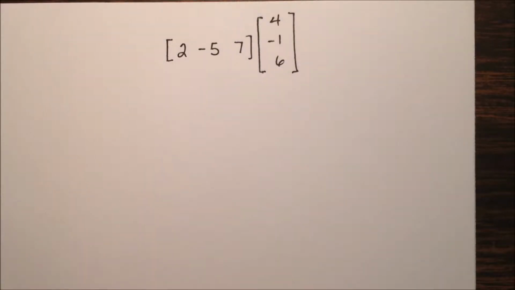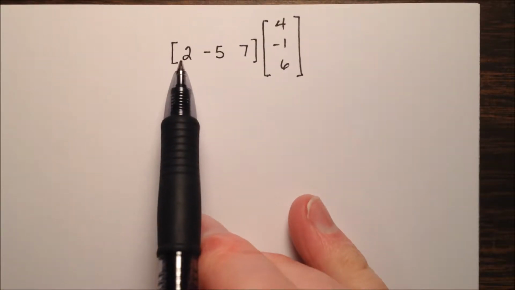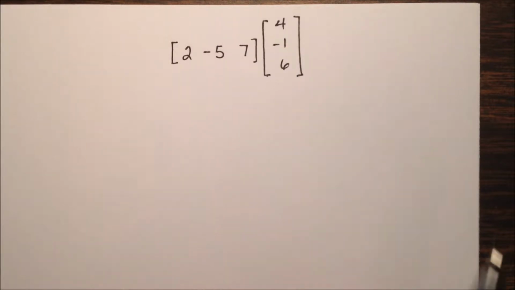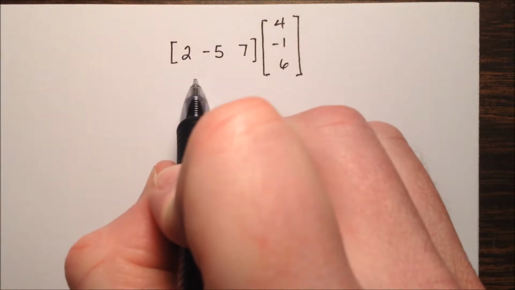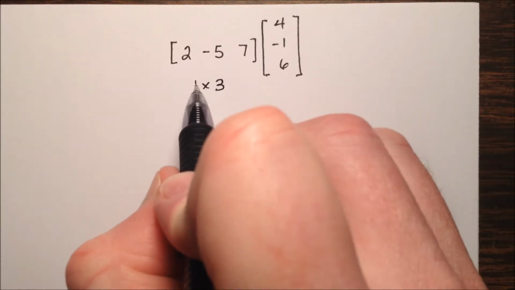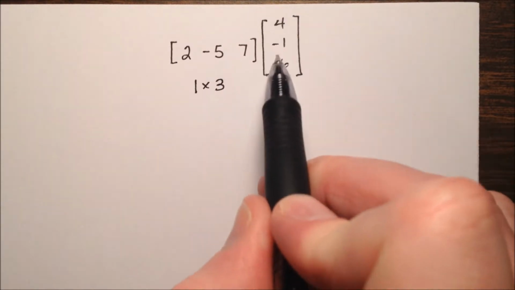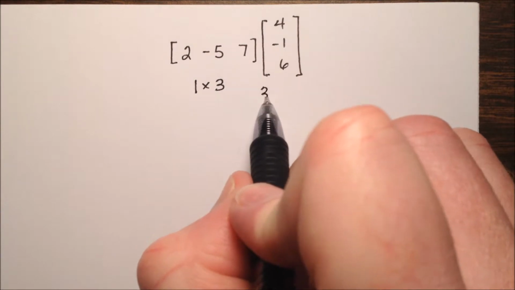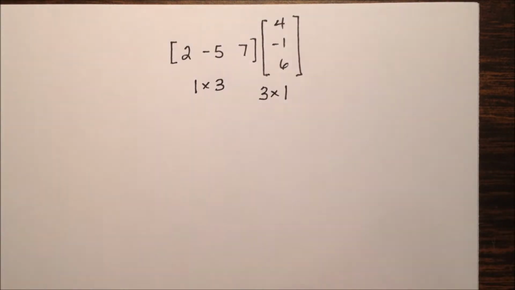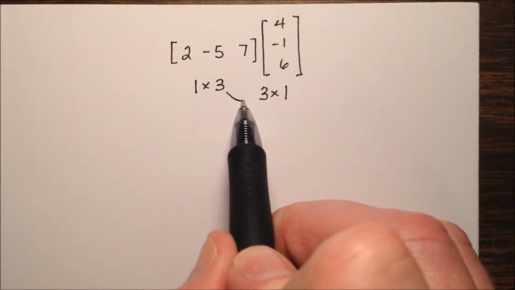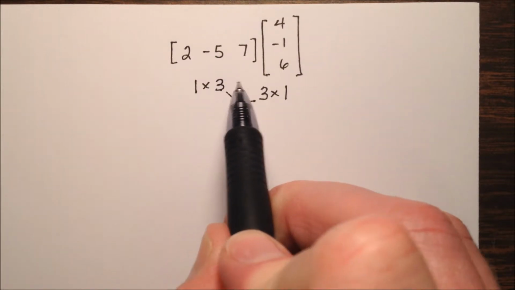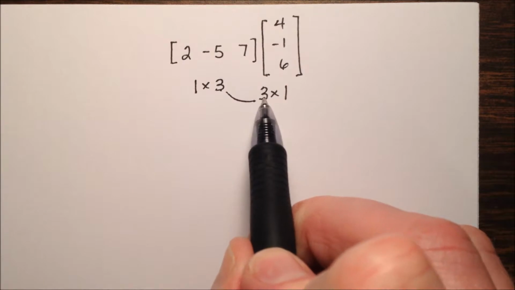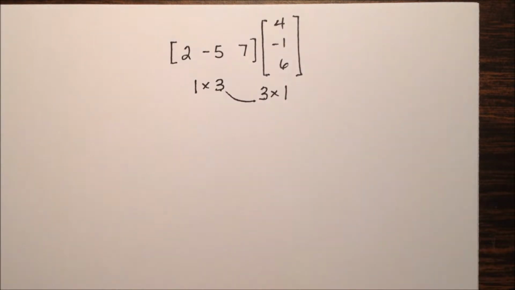Here we're going to look at the matrix multiplication for this row matrix multiplied by this column matrix. So the dimensions of this row matrix are 1 row by 3 columns, and the dimensions of this column matrix are 3 rows by a single column. We notice the values in the middle are the same. The first matrix has 3 columns and the second matrix has 3 rows, so they're good to go. So we can do this matrix multiplication.